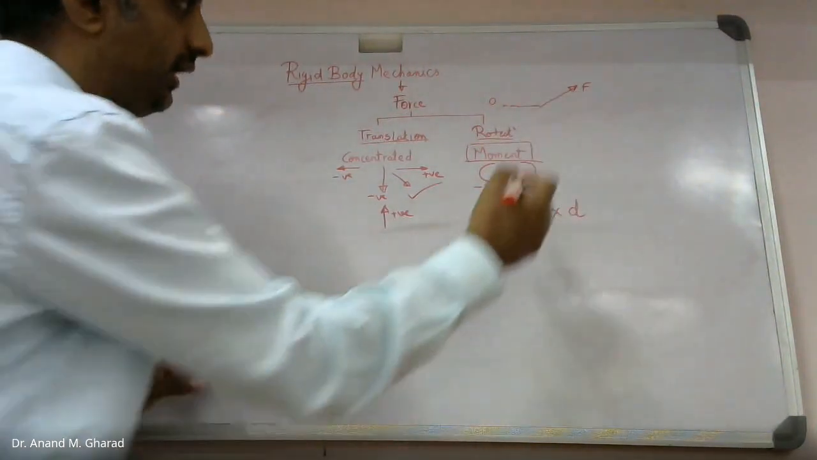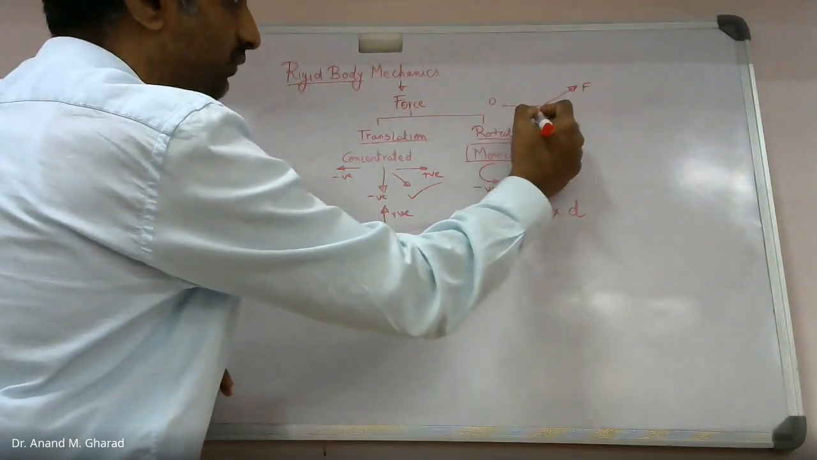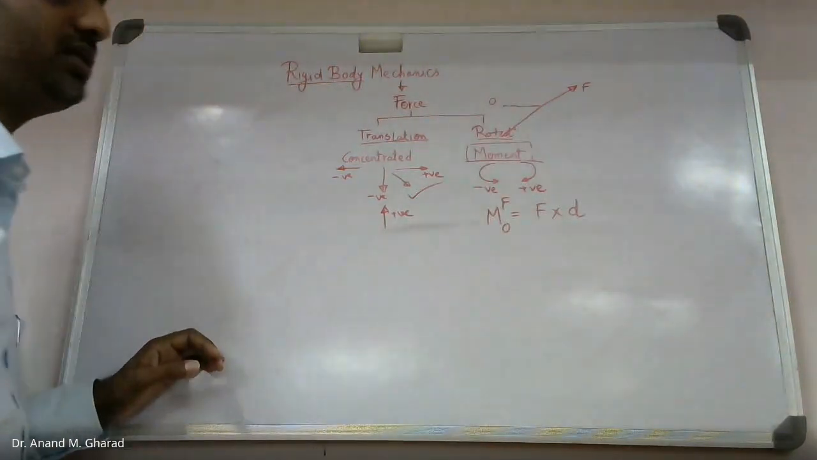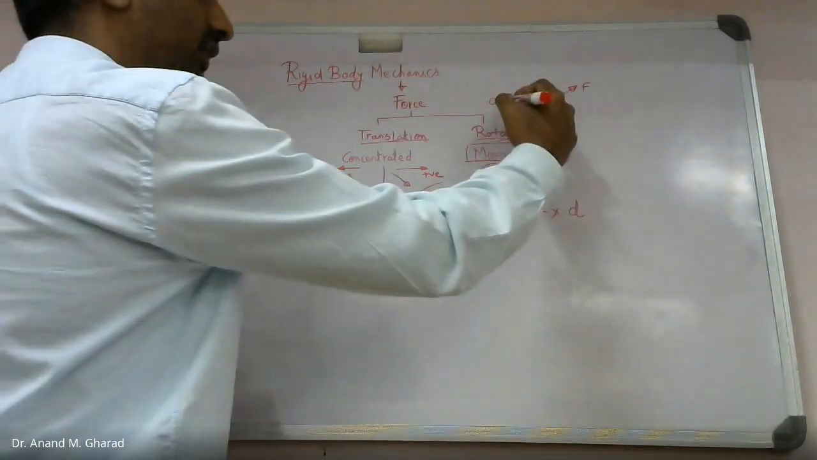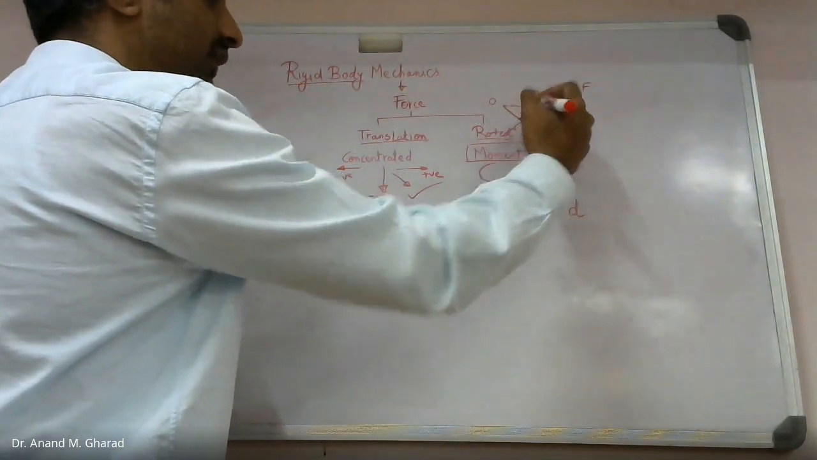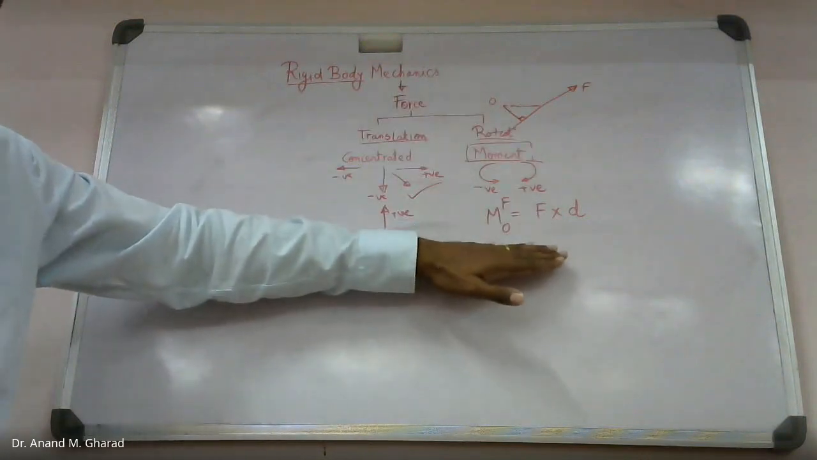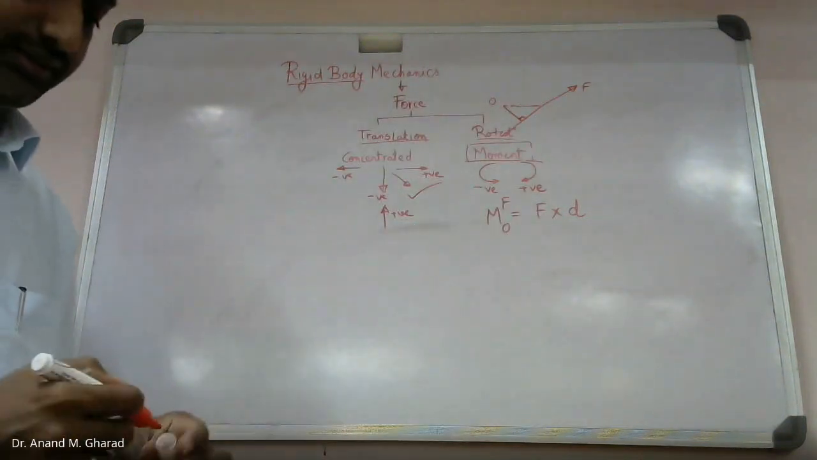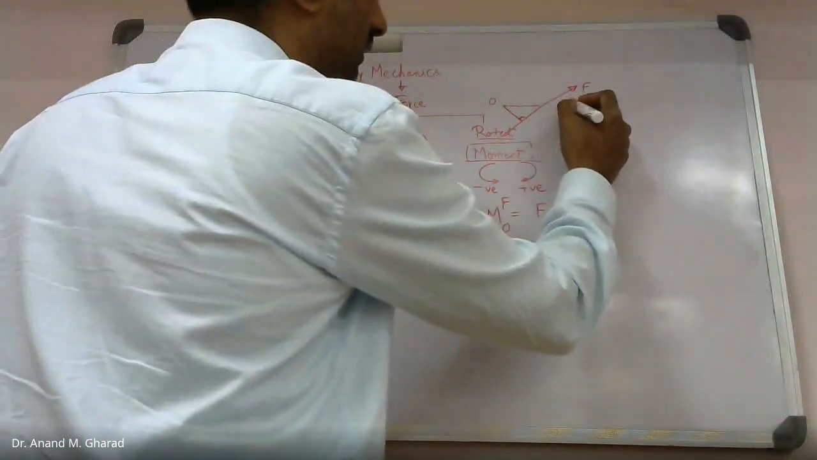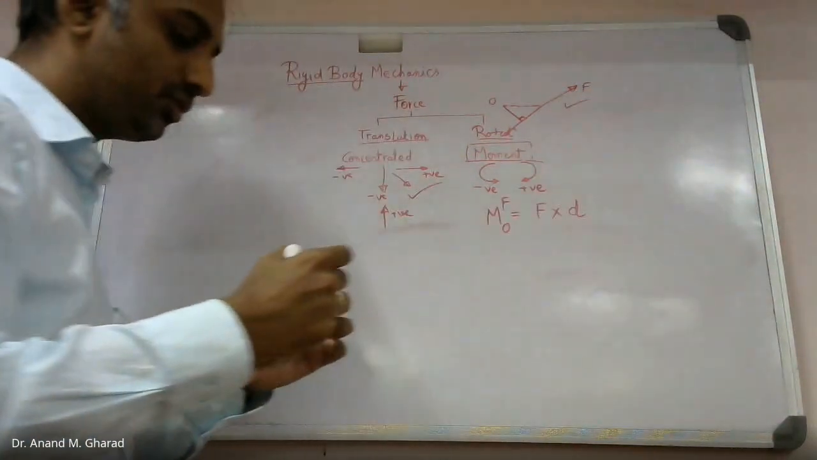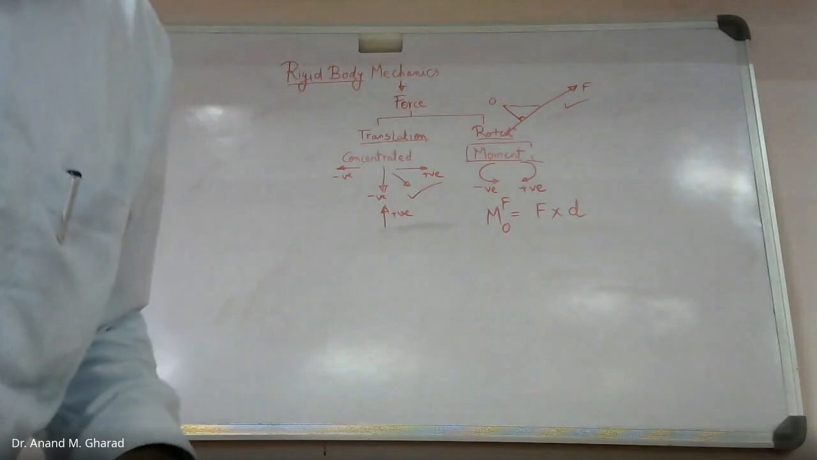In order to identify that perpendicular distance, what we did, we extended the line of action of the force and we dropped the perpendicular. Depending on this geometry, then we have found out the associated value of moment, right? So this was the case wherein only one force was available with us.